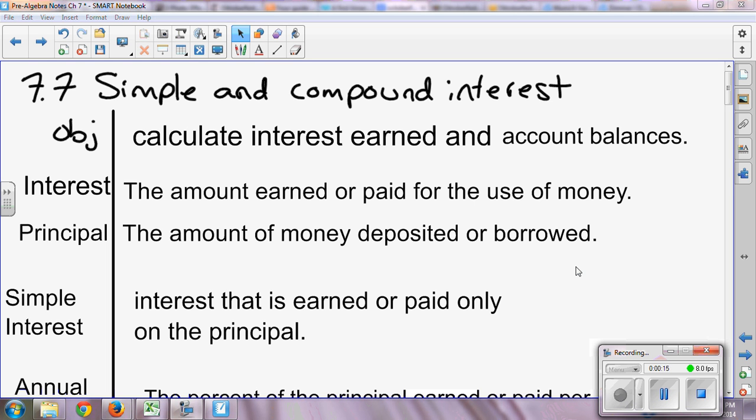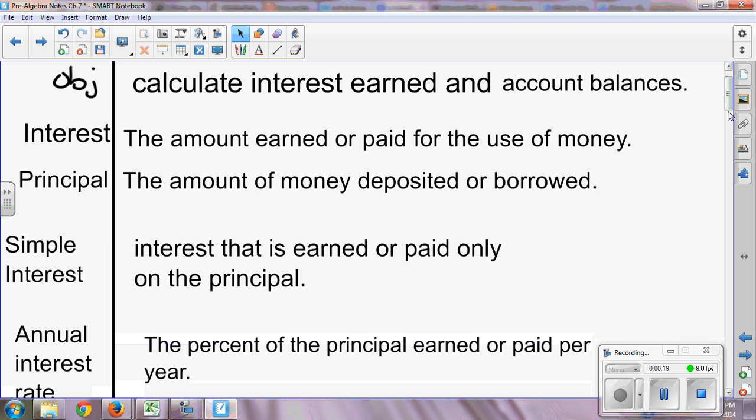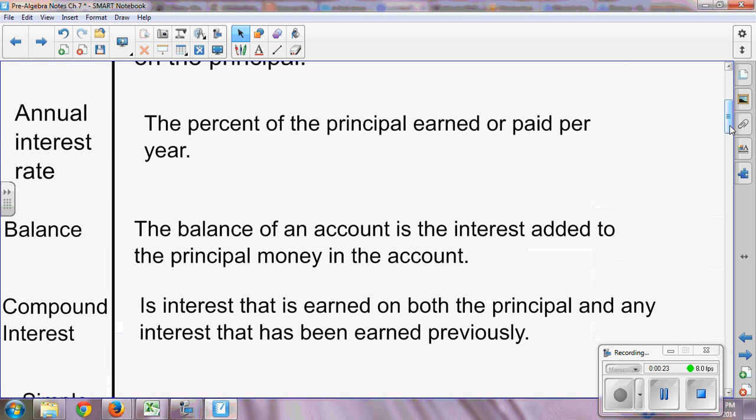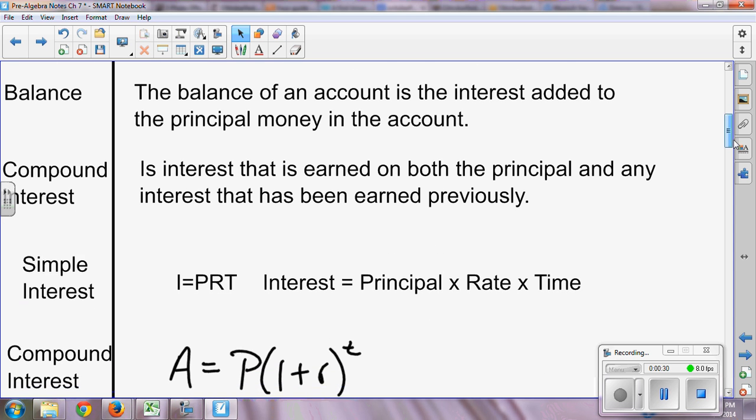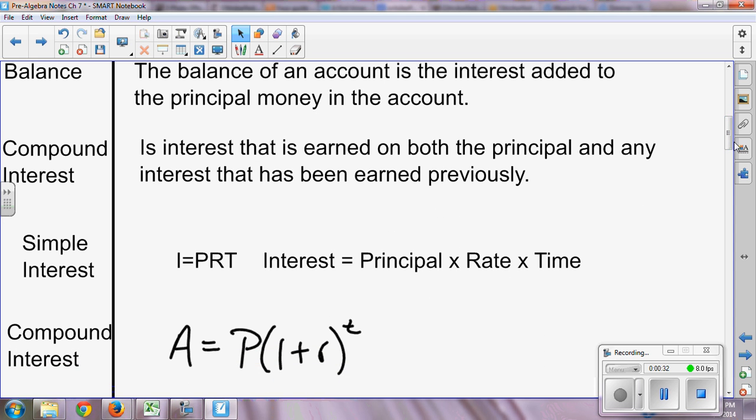Simple interest is the interest that is earned or paid only on the principal. Annual interest rate is the percent of the principal earned or paid per year. Balance. The balance of an account is the interest added to the principal money in the account. Compound interest is interest that is earned on both the principal and any interest that has been earned previously.